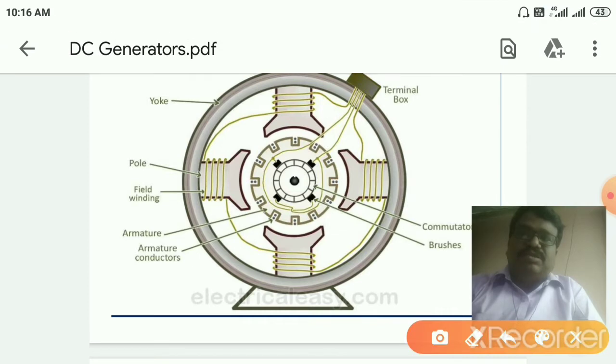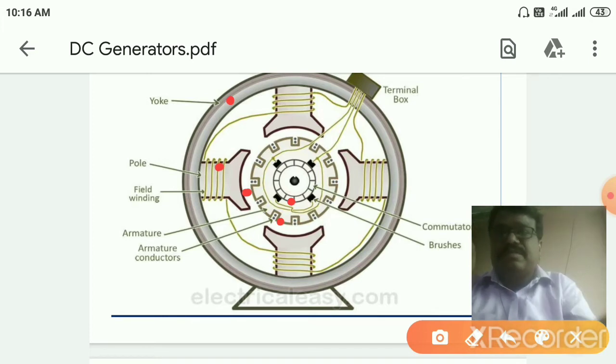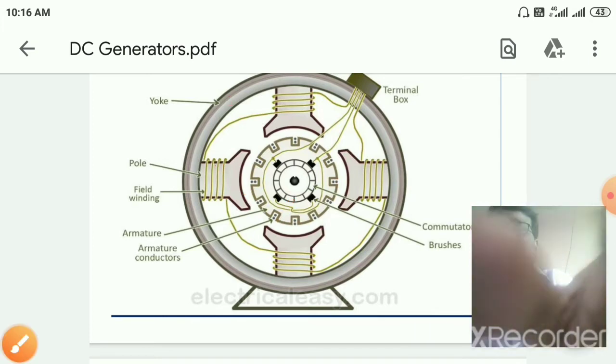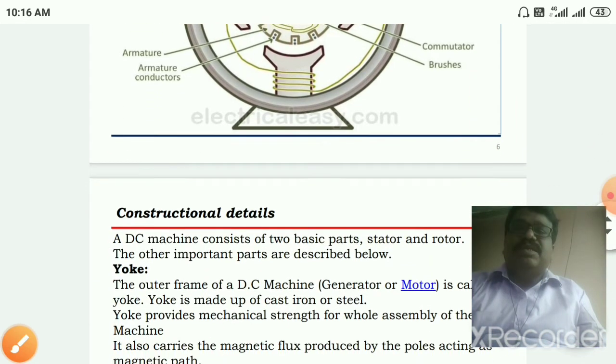In the DC machine, this is the yoke, this is the pole core, and this is the pole shoe of the DC machine, and the armature core and armature winding, and commutator and brushes. These are the various parts of the DC machine. Now we'll discuss one by one the various parts of the DC machine.